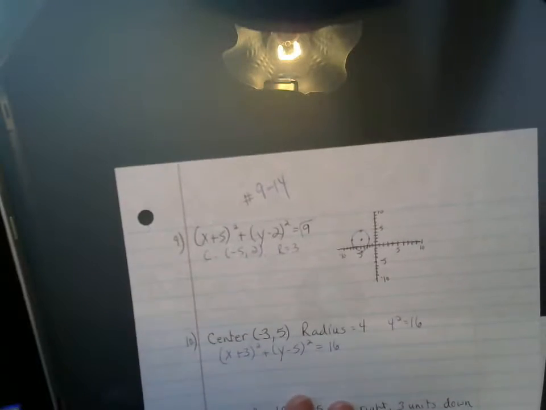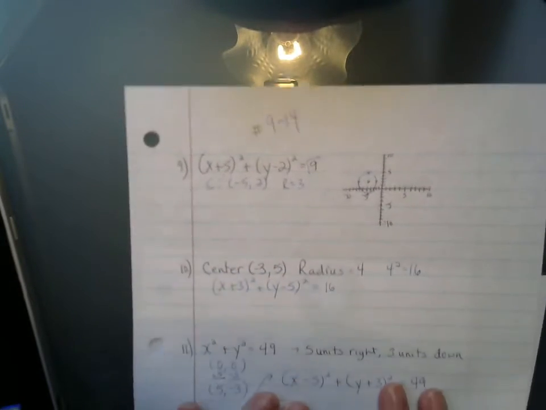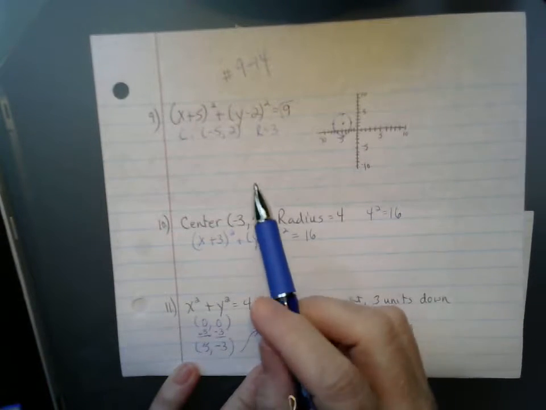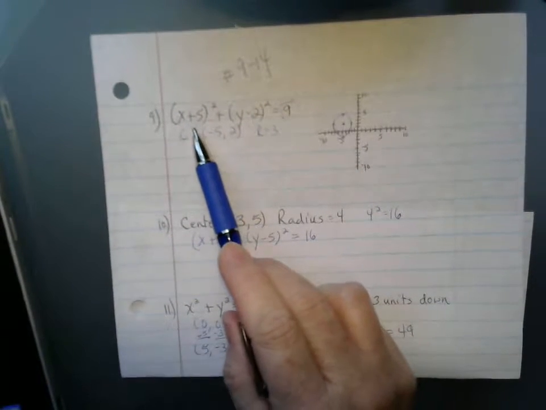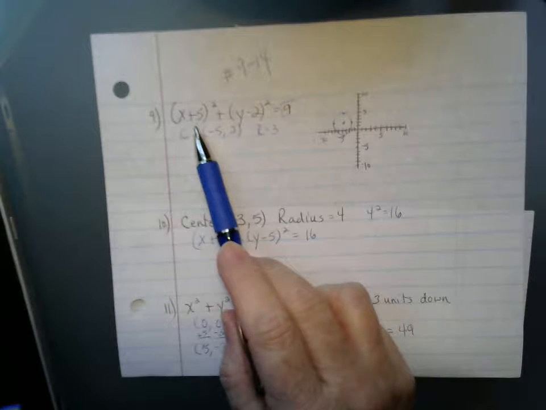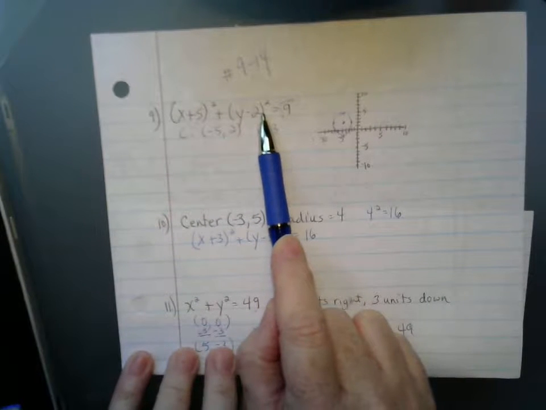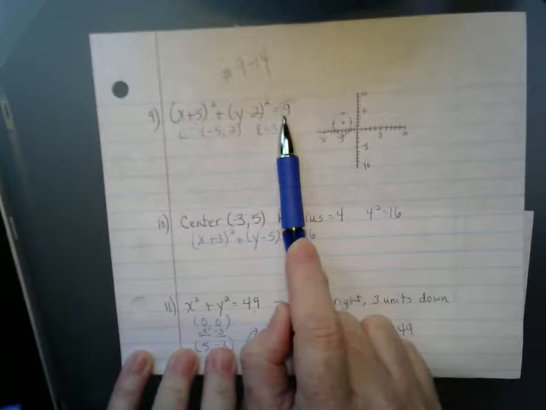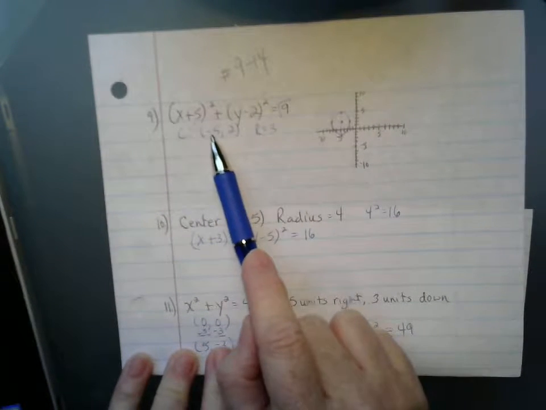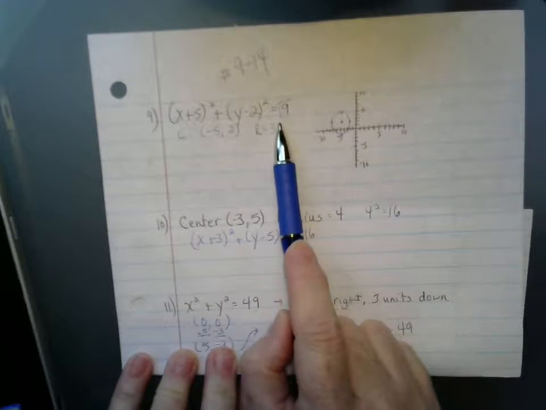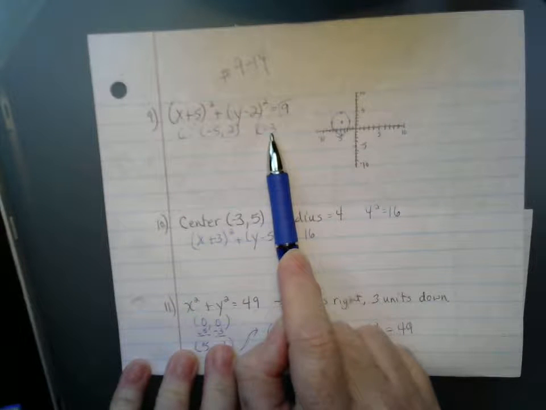Okay, we're going to continue the recording for the review for the Unit 8 test. This is question number 9, and question 9 said to graph the following equation: (x + 5)² + (y − 2)² = 9. Okay, so the center is (−5, 2). You just pull it down. You find the square root of 9, so your radius is 3.